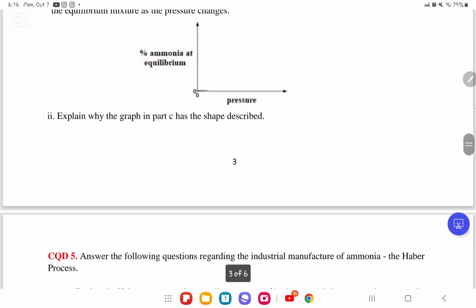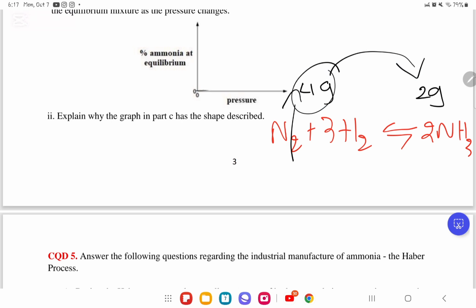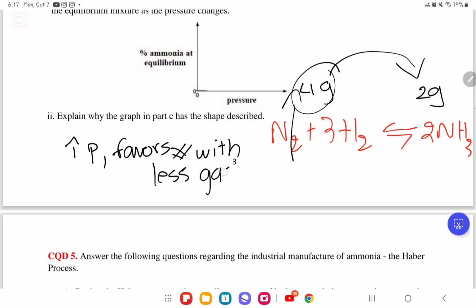Now explain why the graph in part C has this shape. We said we had N2 plus 3H2 in equilibrium with 2NH3, my bad, I mixed up. Now why is it like this? Because here we have 4 gases, here we have 2 gases, and definitely if we increase the pressure, it will favor the side with fewer gases. So we will say increase in pressure favors the side with fewer gases.